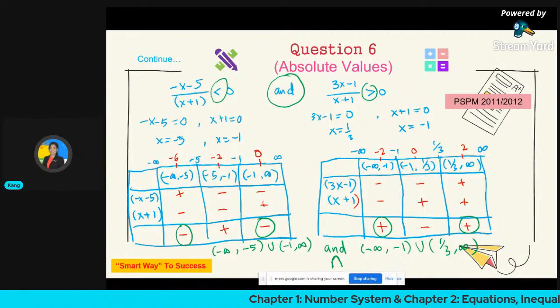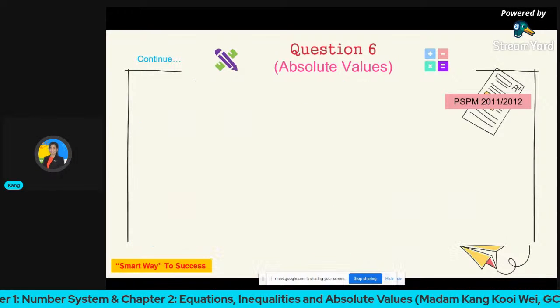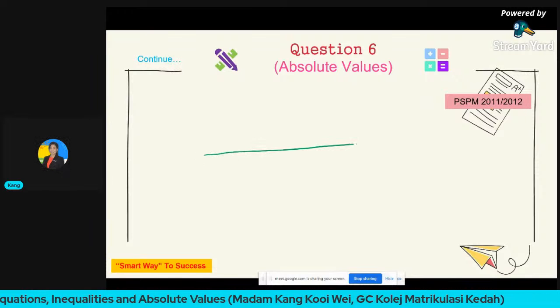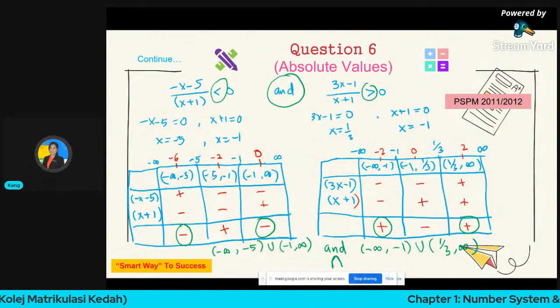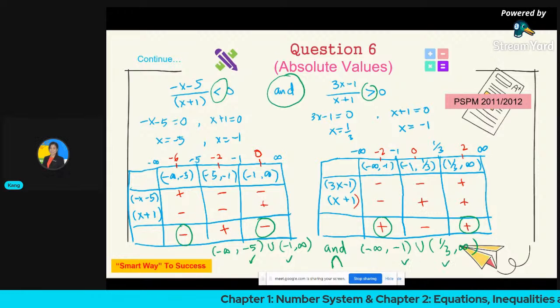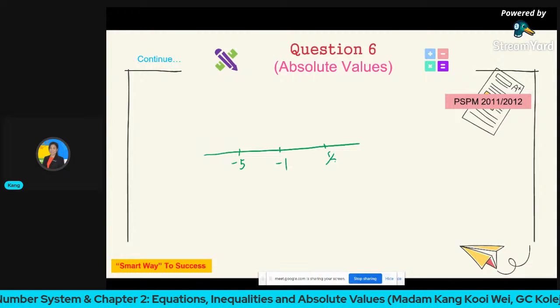How to intersect these two answers? We use the number line. So for the number line, we just draw the number line. For this number line, we have to include all the values of x: -5, -1, and 1/3.